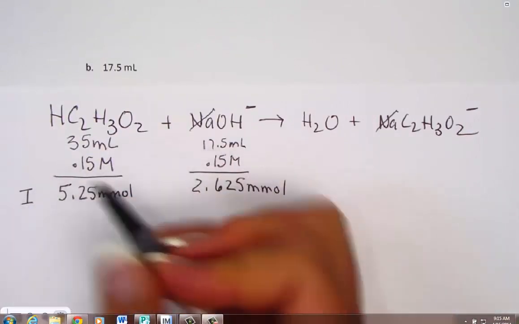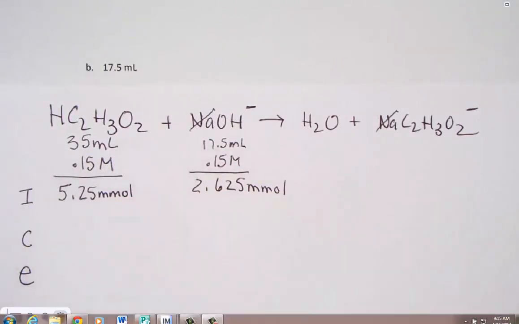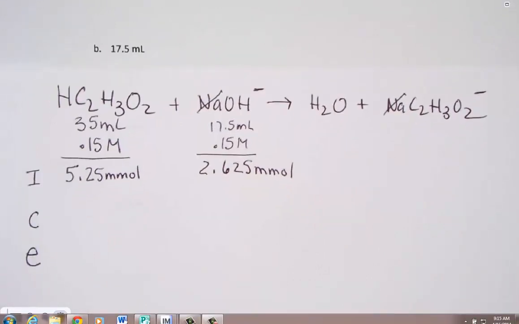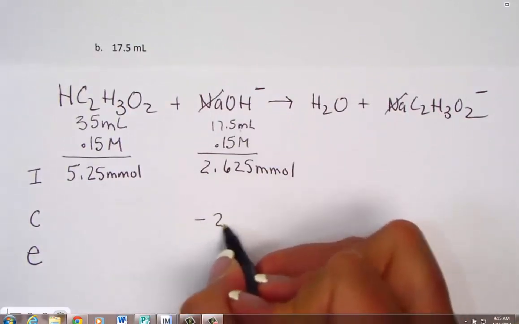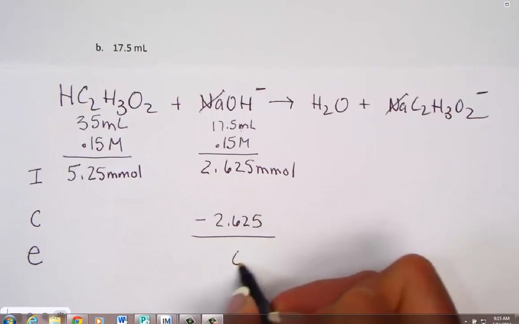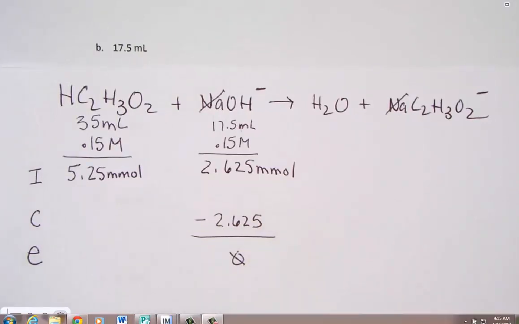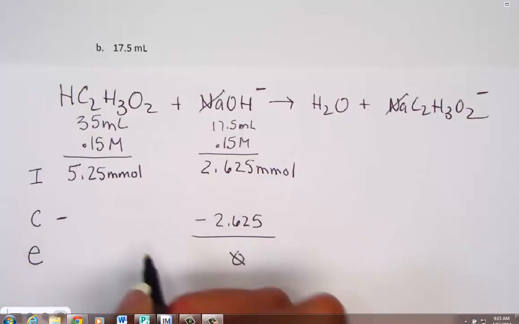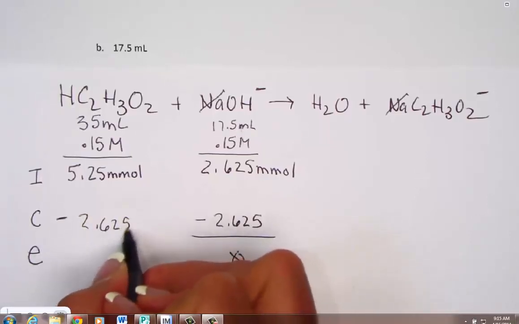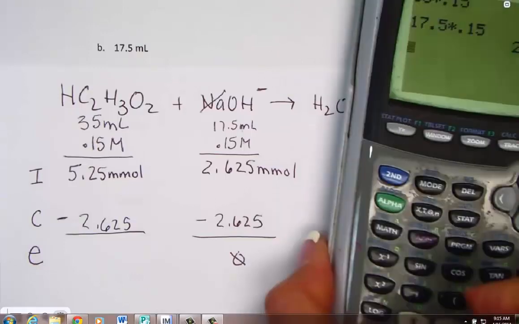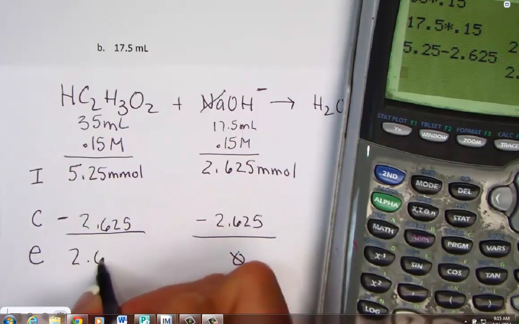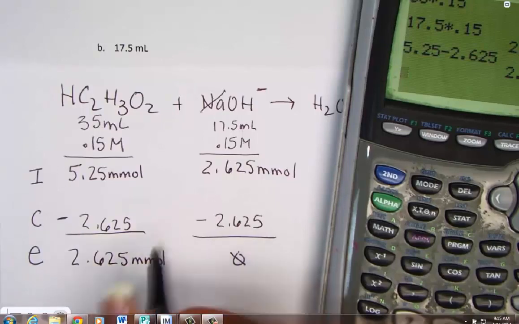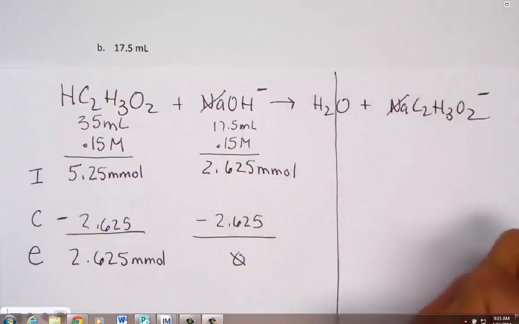This is our initial millimoles of each of our ingredients. We can clearly see that the base is the limiting reagent. It's going to be used until it's completely gone, giving me 0 hydroxide ions. We also know that this reactant would decrease at 2.625 millimoles. How many would remain? Exactly half, 2.625 millimoles of the acid. We know that water would drop out.